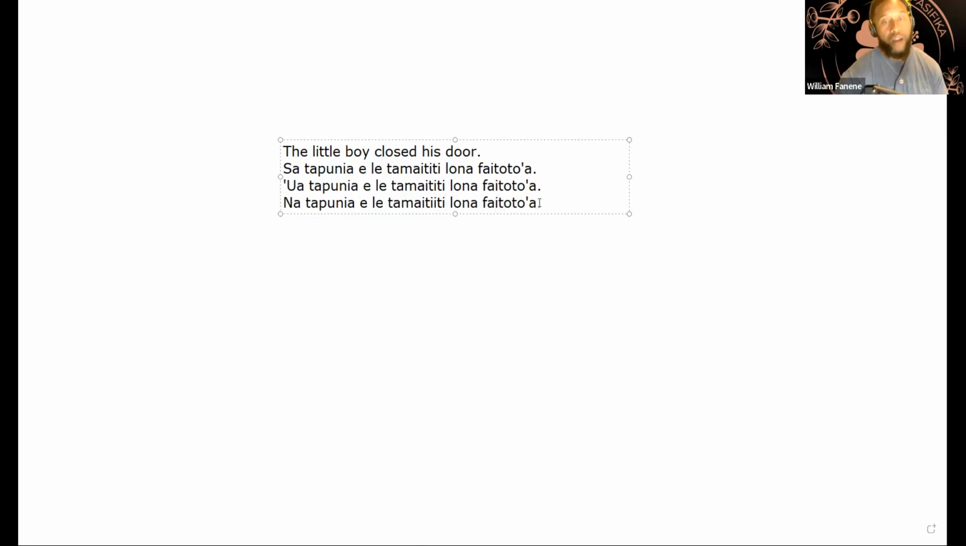So it could be either one of these depending on the context that we're talking about. The little boy closed his door could be the little boy was closing his door, the little boy has closed his door, or the little boy closed the door. If it was one of those quizzes where you pick the most correct one, it would be na tapunia le tamaititi lona faitotoa. But people would use the same translation for any one of these. The most correct one would be the boy closed his door. It's finished, over, and done.